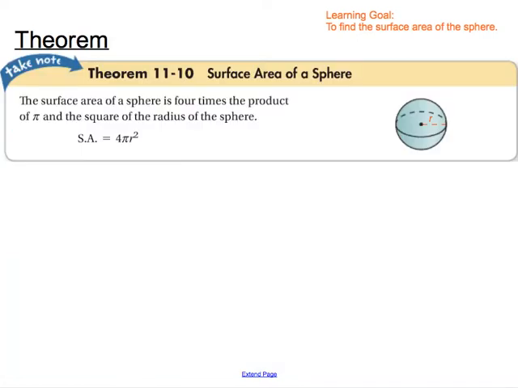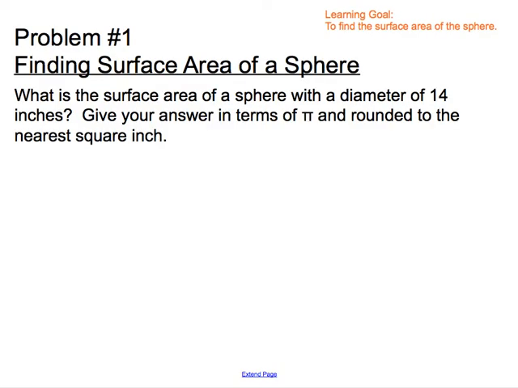So Theorem 11.10 gives us the formula for the surface area of a sphere. The surface area of a sphere is 4 times the product of pi and the square of the radius of the sphere. So let's go ahead and take a look at an example problem.